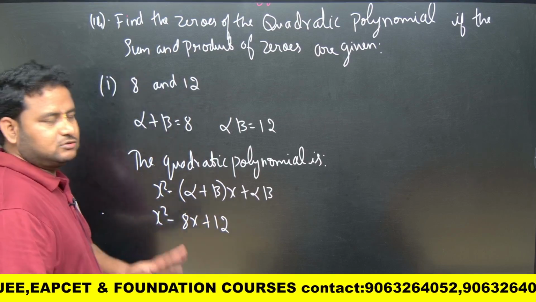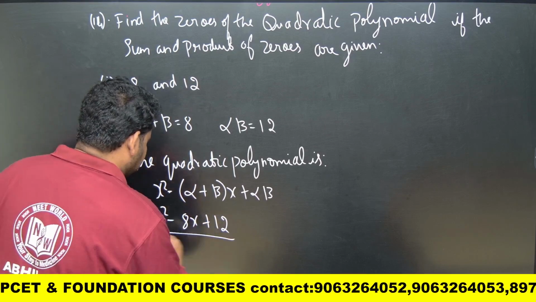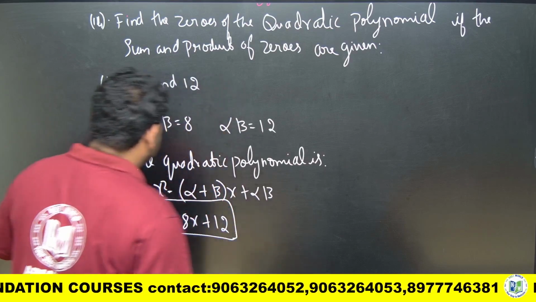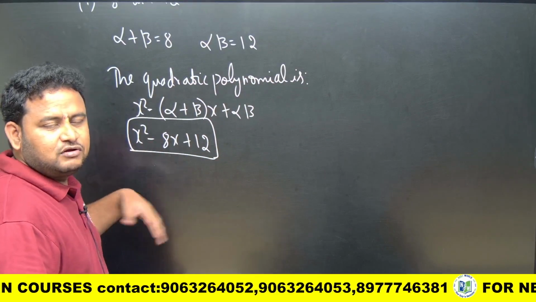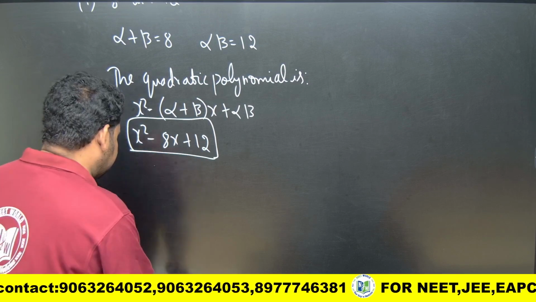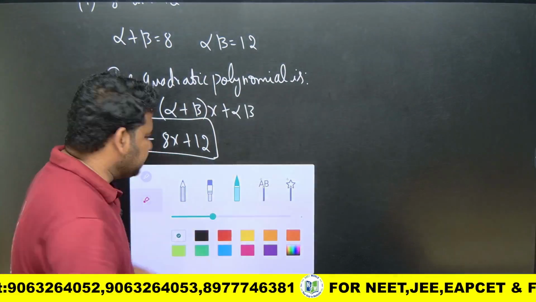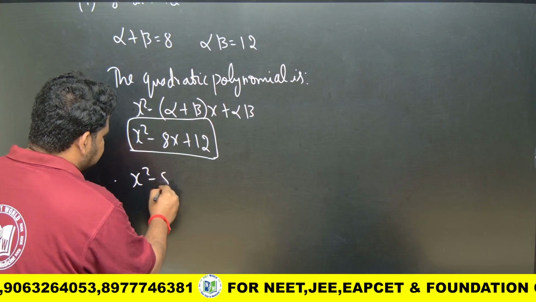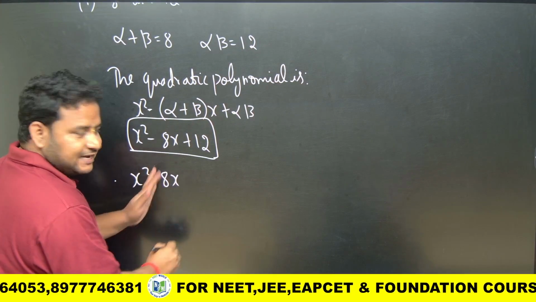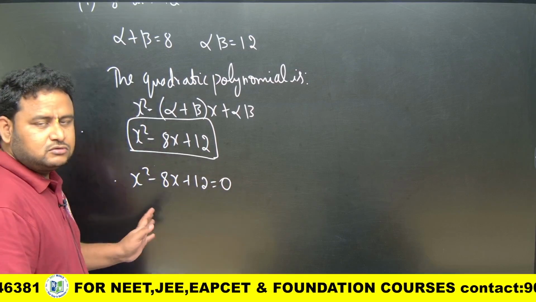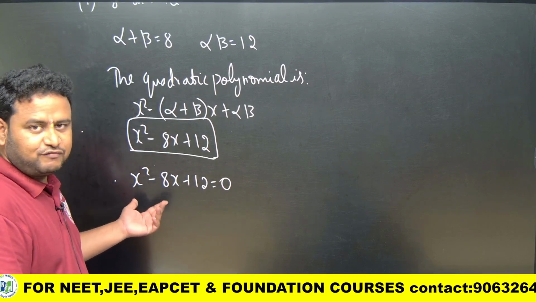Now, we want the zeros. So, we got the quadratic polynomial. Now, we have to solve this quadratic polynomial to find the zeros. This is p of x that I got, so I should equate it to 0. x square minus 8x plus 12, the first step is to equate it to 0. Now, I have to find the values of x by splitting the middle term.